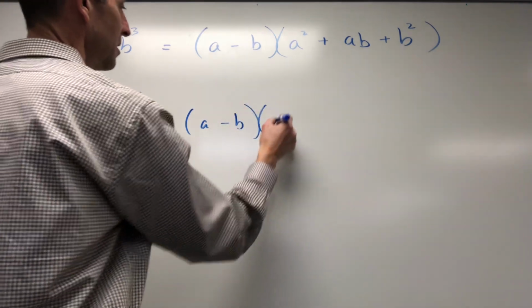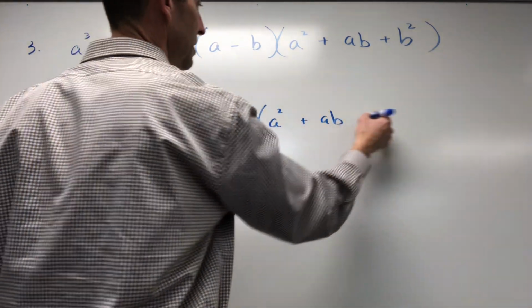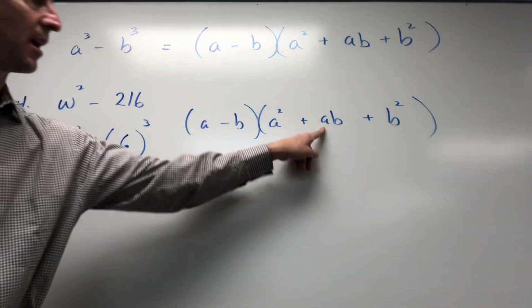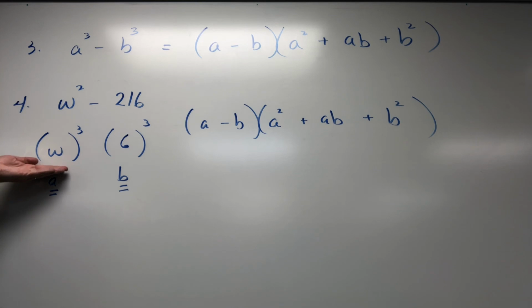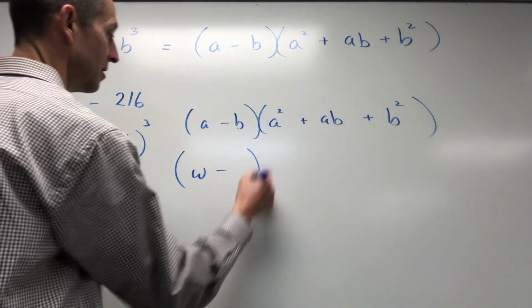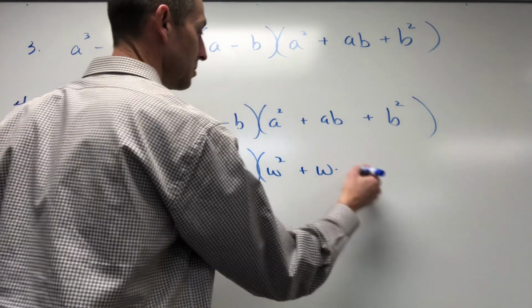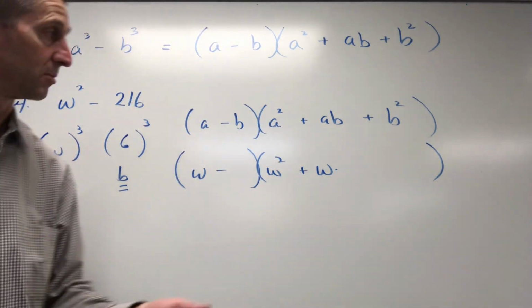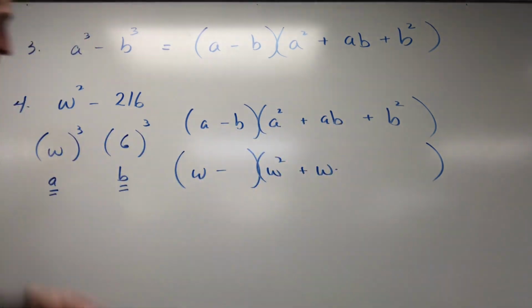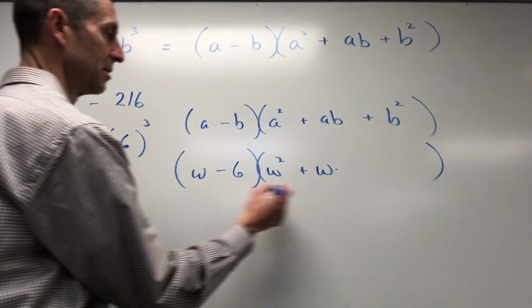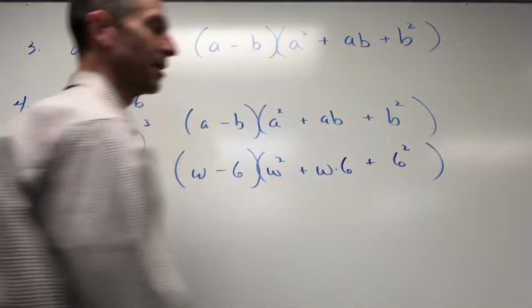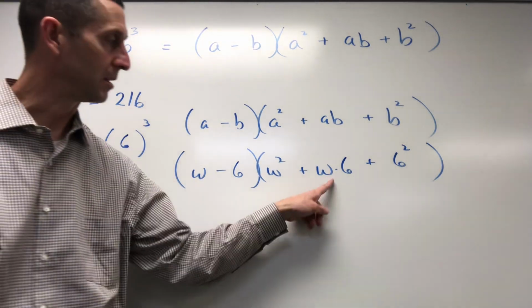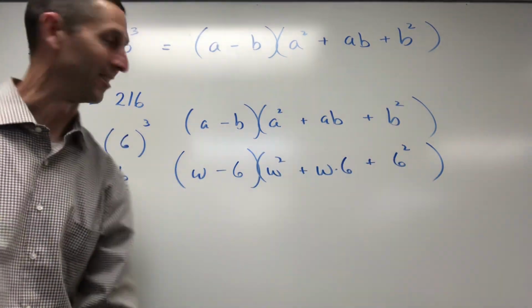Here is our formula. A minus b, a squared plus ab plus b squared. So everywhere that we have an a, we're going to plug in w. So in place of all 3 a's, you're plugging in all 3 w's. In place of all 3 b's, we're plugging in a 6 each time. Kind of messy right through here. One last step to clean this up, make it look good.